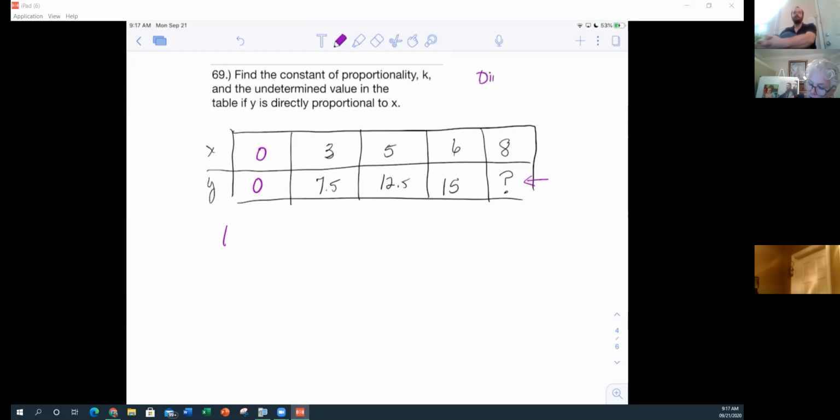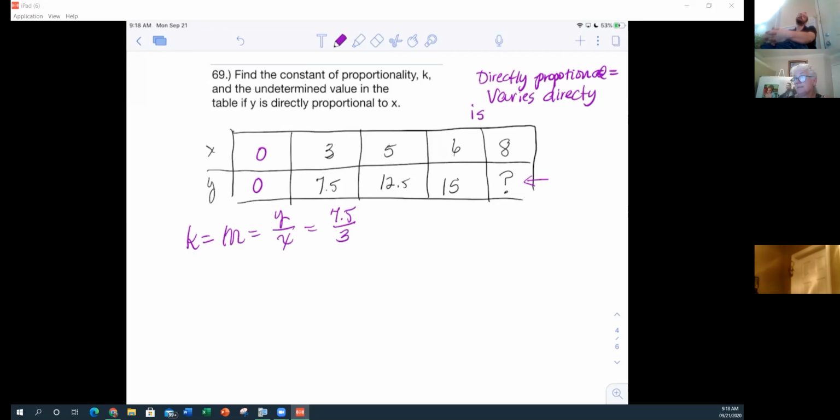So that's another thing. Directly proportional means the same thing as varies directly, means the same thing as is directly proportional to. So varies directly and directly proportional mean the same thing. So I'm going to find the slope by just putting any y over any x, because that's my k. In this case, I'm going to say 7.5 divided by 3, but I could pick any of them. They're all going to be the same. If they're not, then they lied to you about this being a direct proportion. And that's going to give me 2.5.